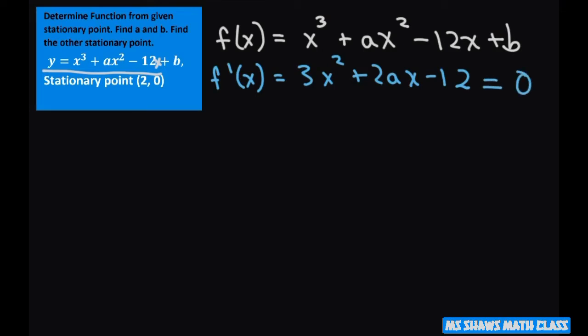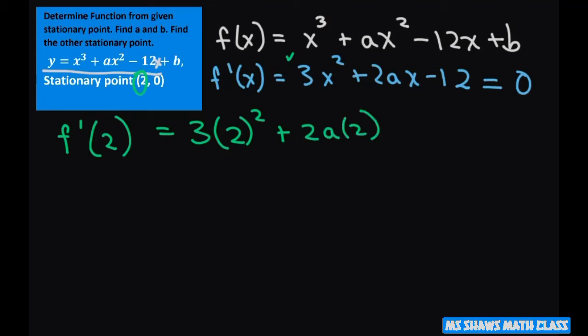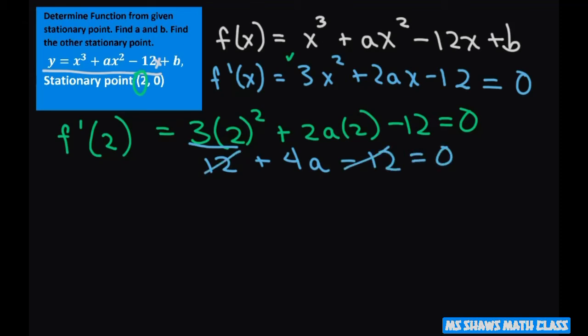So when you're given a stationary point, we can work backwards. Usually we would factor this and find our stationary points, but we're already given a stationary point. So what we're going to do is evaluate f prime of 2 and see what we get. We're going to get 3 times 2 squared plus 2a times 2 minus 12 equals 0. So this is going to be 12 plus 4a minus 12 equals 0. These cancel out. So we have 4a equals 0, so your a is 0.